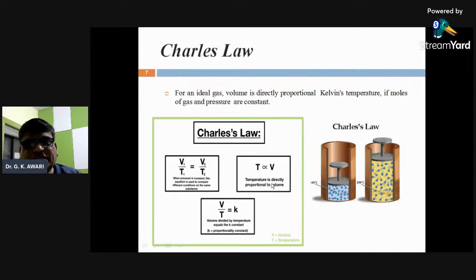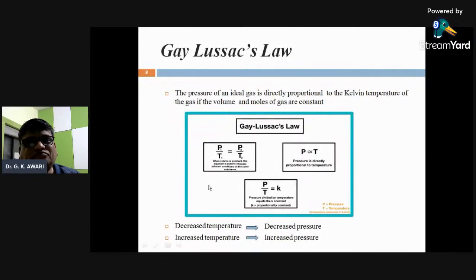So temperature is directly proportional to the volume, and V by T is equal to K, the constant of proportionality. So volume divided by temperature equals the constant K. Charles law suggests that V by T is equal to a constant, where V is volume and T is temperature. So we can say that V1 by T1 is equal to V2 by T2.